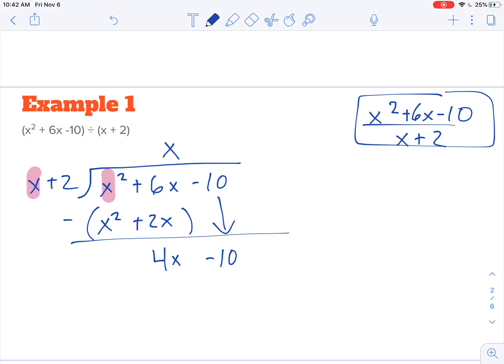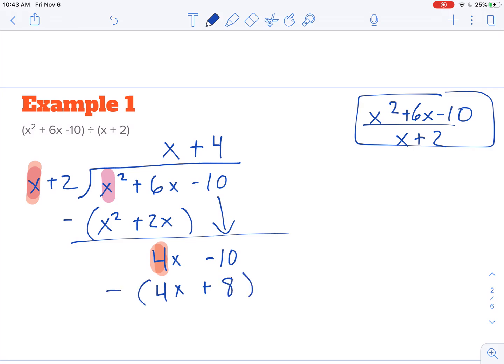Now that I'm here, I'm asking myself, okay, what do I multiply this by to make it look like this? I need this x now to look like this entire term. Well, that means I have to multiply it by positive 4. So I'm going to put positive 4 up here above the ones place. I'm going to say I've got 4x plus 8, because 4 times 2 is 8. I'm distributing that 4 to both terms.